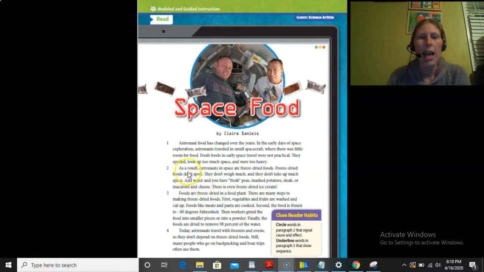Paragraph 2. As a result, woo, woo, woo, cause and effect relationship. As a result, astronauts in space ate freeze-dried foods. Freeze-dried foods don't spoil. They don't weigh much, and they don't take up too much space. Add water and you have fresh peas, mashed potatoes, steak, or macaroni and cheese. There is even freeze-dried ice cream.